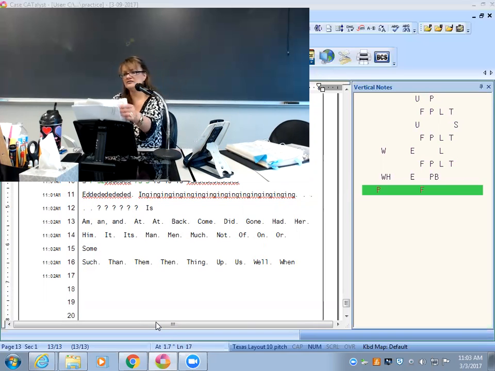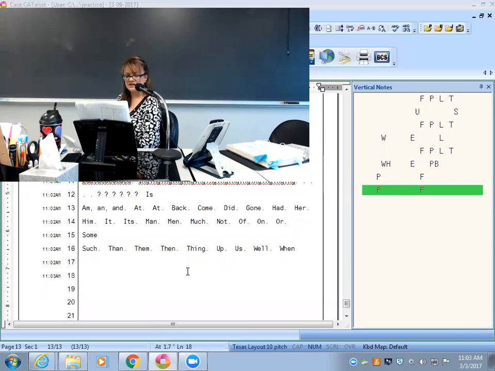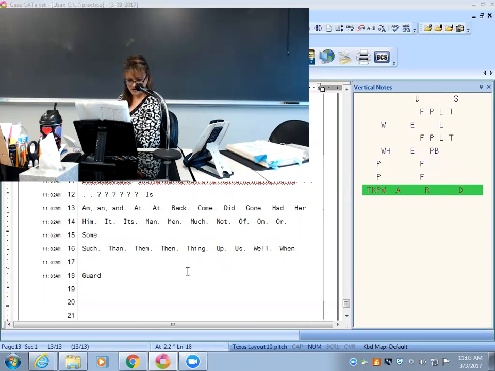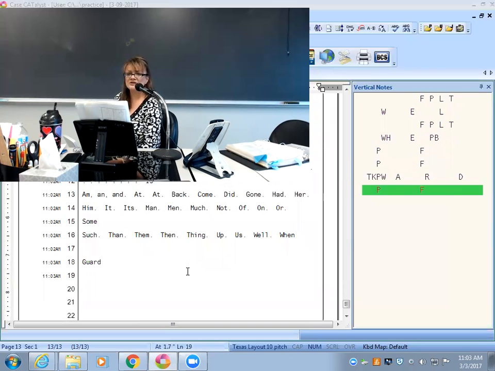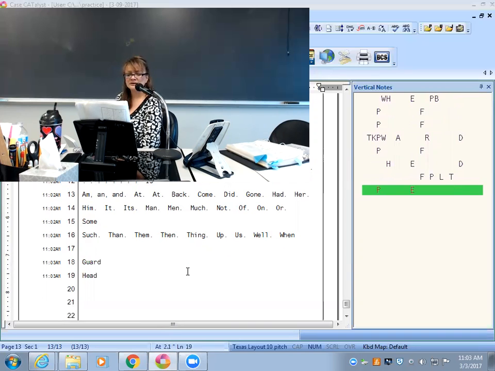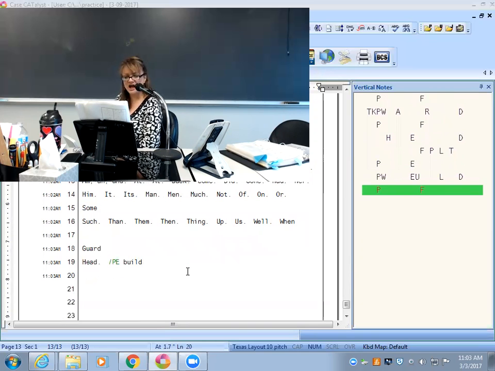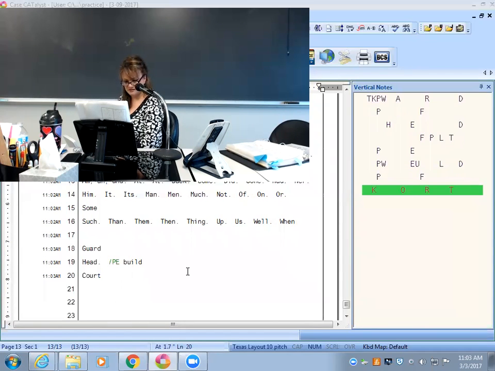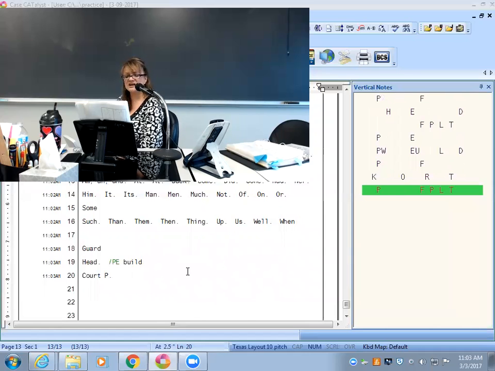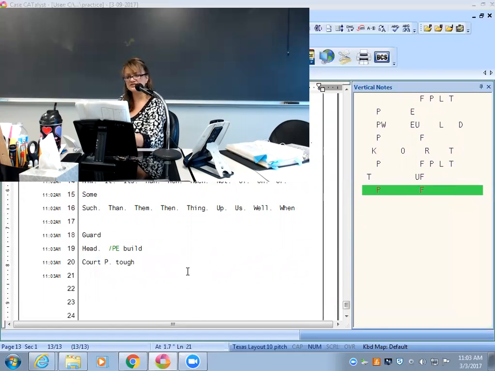And so you have on lesson 12, writing by sound, okay? So we have guard, we're going over the vowels, the short A, guard, G-A-R-D, and then we're not pronouncing the U, so you just write what you hear. Head, short E, H-E-D, build, okay? Build, I hear the I. Court, tough, okay? The short U.